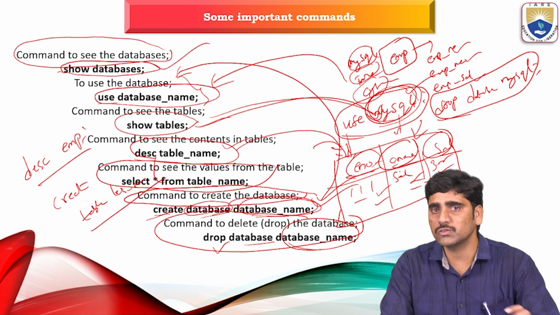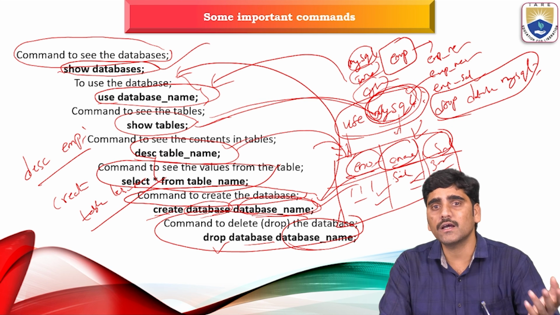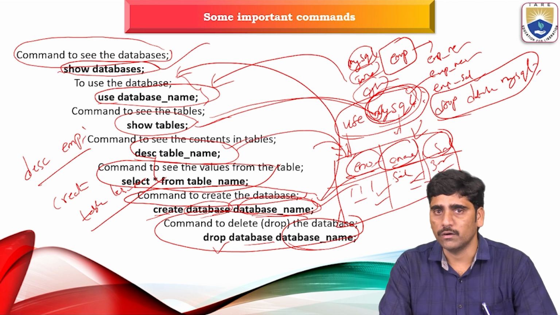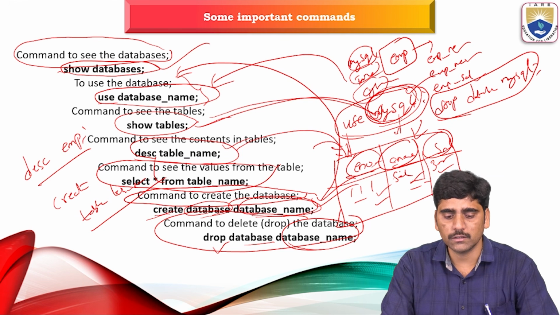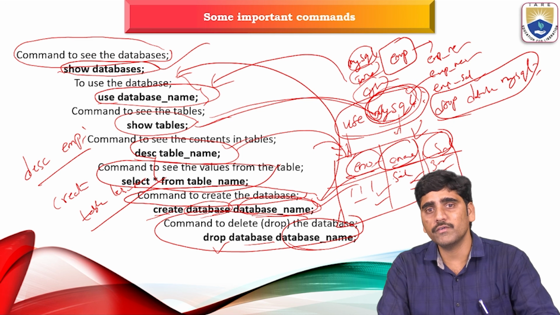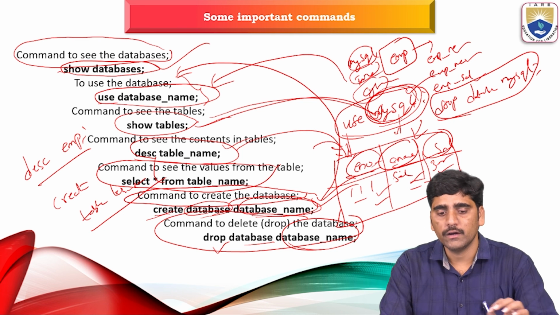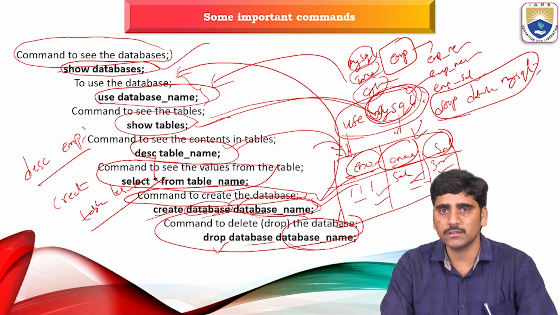To show the list of records available in the table, you use SELECT * FROM table name. To see the list of contents or records available in the table, the select command is used. So these are all very important commands to know for database operations and table operations.